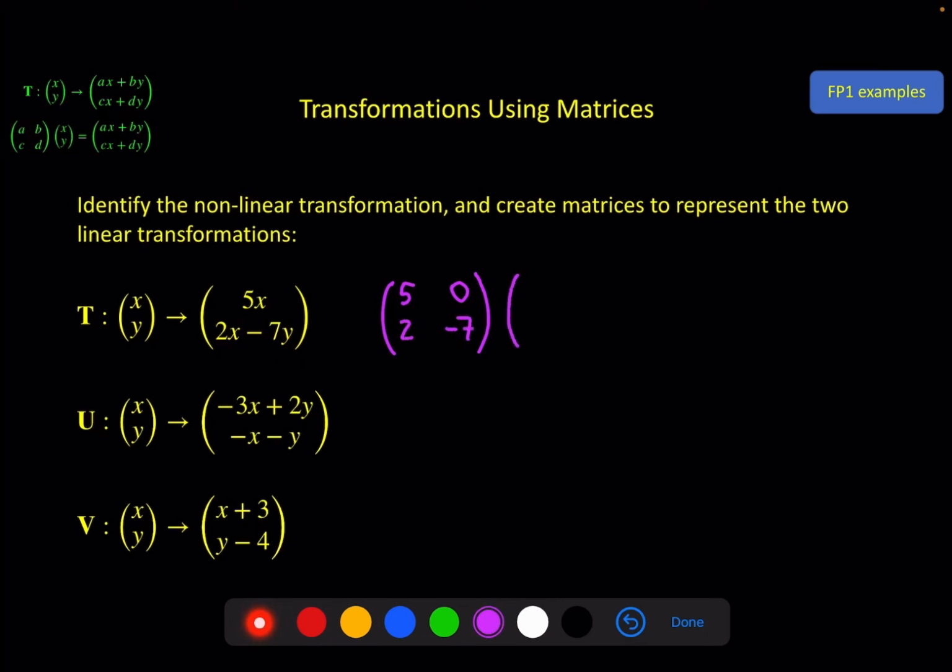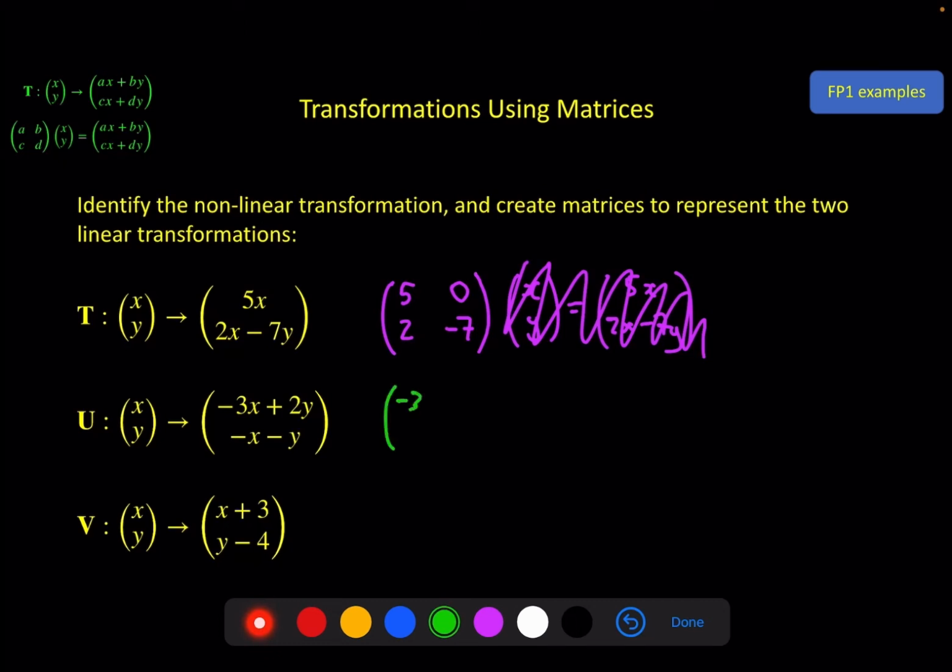And again, that's because we know that if I apply this on here, this is what I will get. I'll get 5x plus 0y, so that's 5x, and 2x minus 7y for the second element. So you don't need this part, it's not part of the question, but that's why this is the matrix that represents this transformation. The second one, just as straightforward, I can see that this is a linear transformation because I can do the same thing. Here we've got minus 3, 2, minus 1, minus 1.